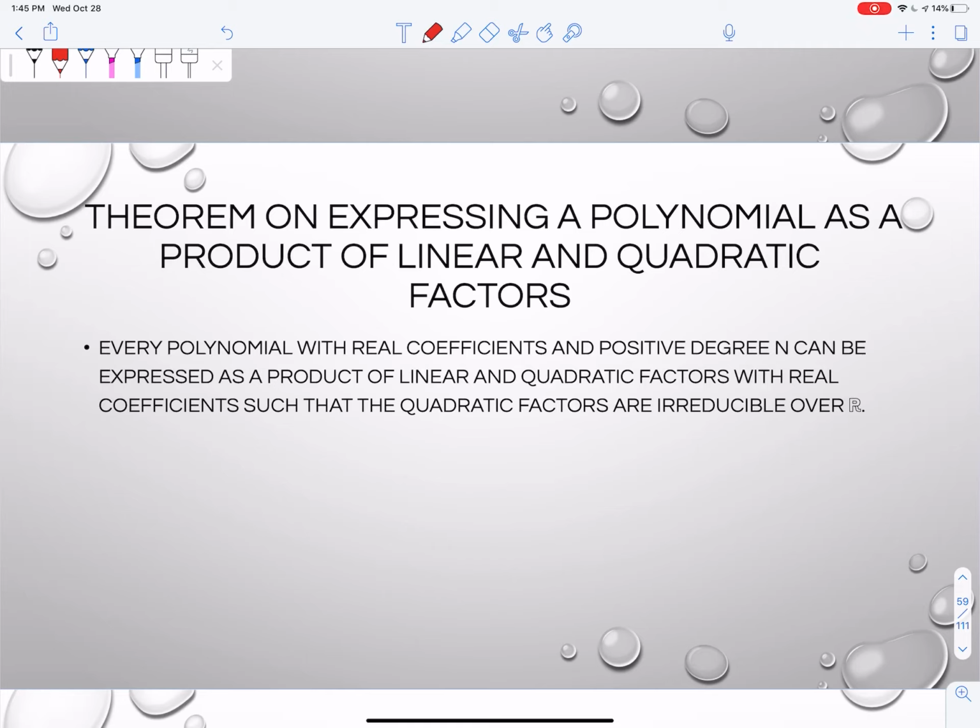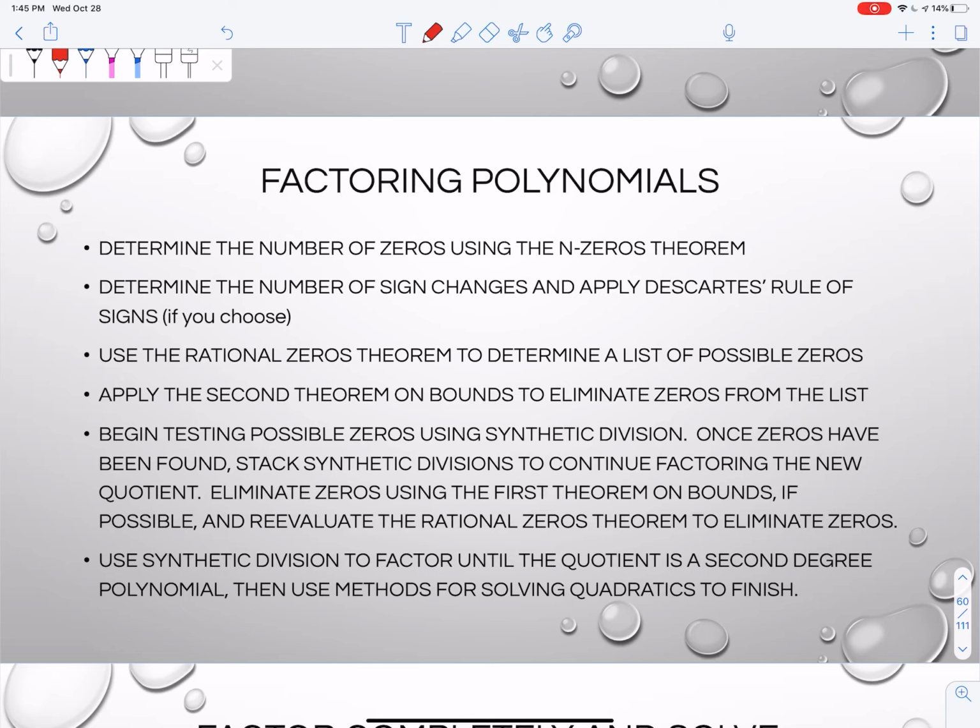All right, so factoring polynomials. Here are my guideline steps that we're going to follow to factor and solve polynomial functions. We're first going to use the n zeros theorem just to figure out the number of zeros that I'm looking for. The second one I have listed, I haven't even gone over yet, because it's a lot of work, and really it doesn't give you a whole lot of results.